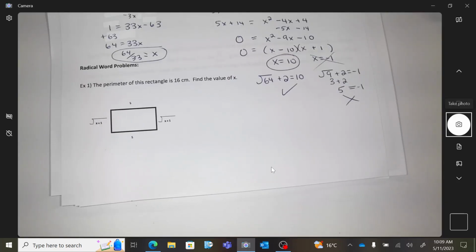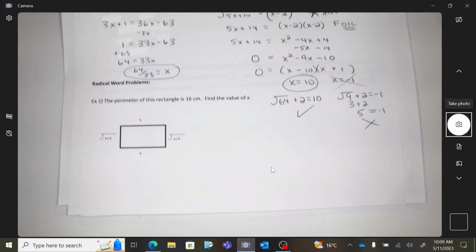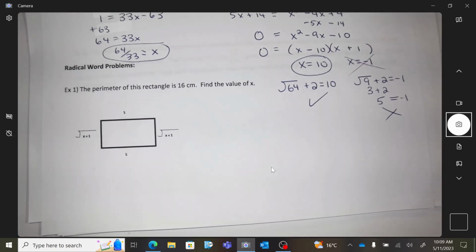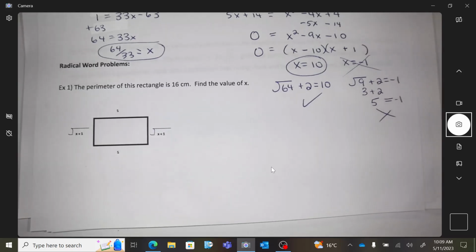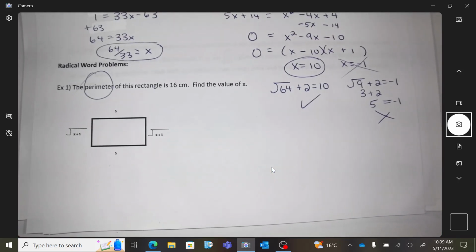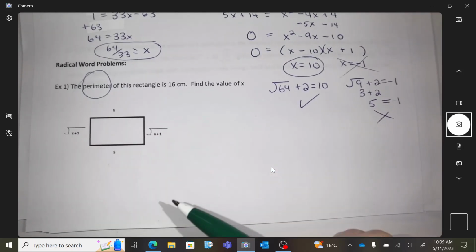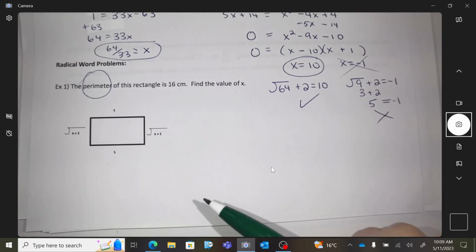Word problems. Okay, so for the first word problem, there's usually no specific development of strategies. It's just how to solve radical equations. So do you know what perimeter is from past math? Perimeter, what does that mean in math? The outside if you go all the way around. So I would add all the sides.